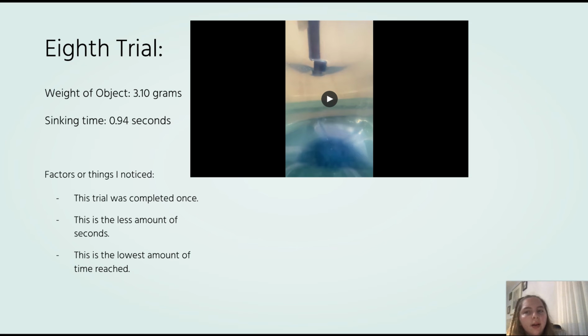Okay, the weight of the eighth trial for this object is 3.1 grams, and the sinking time is 0.94 seconds. This trial was completed once, and this is the least amount of seconds we will see in this whole data table. And it's the lowest amount of time reached. It's quite interesting that it would plateau, essentially, the data for the seconds and speed at this trial, which kind of reveals to us that the sinking time, or at least the time that it takes an object to get through water, is really most affected around 3.1 grams.